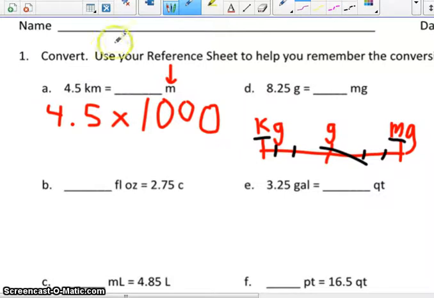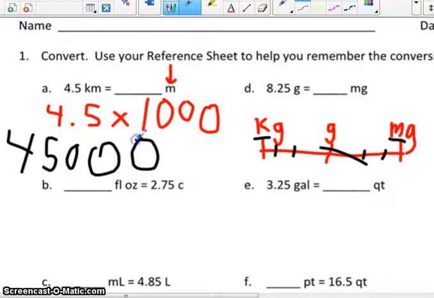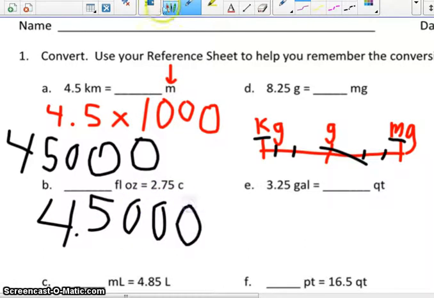Oh, yeah. So 4.5 times 1,000. You would just add 3 zeros. So 45,000. Now, you can also think of it as moving the decimal. 4.5. And you've got to have zeros here to make it more understandable, although you don't need to necessarily. Now you're making a bigger number, so we're going this way. You move it over 1, that's 10, 100, 1,000.